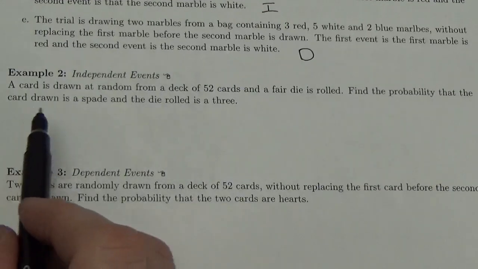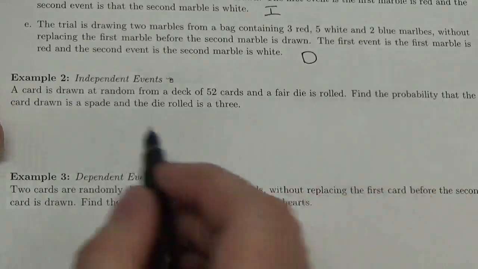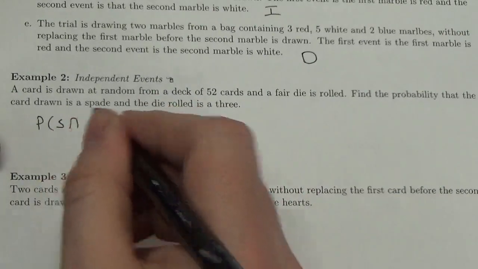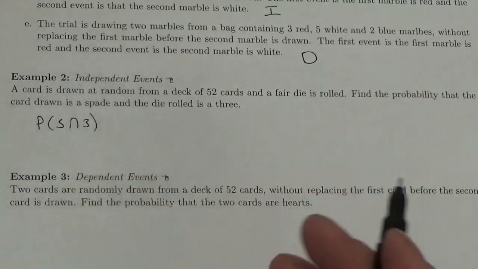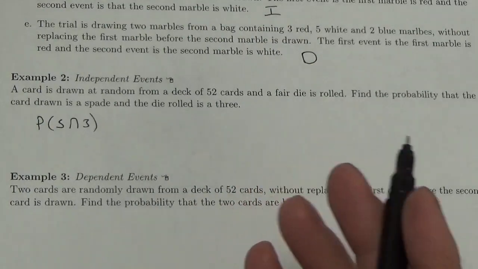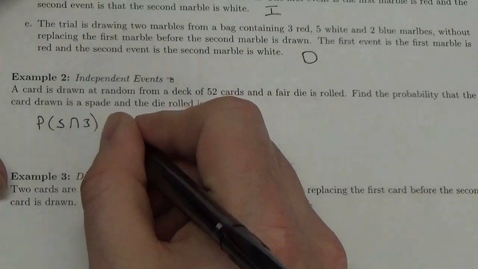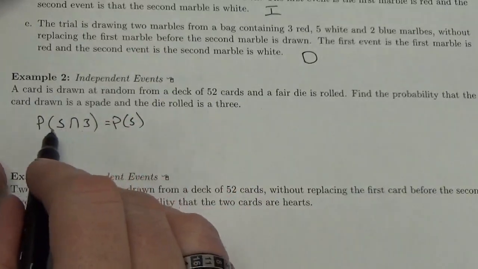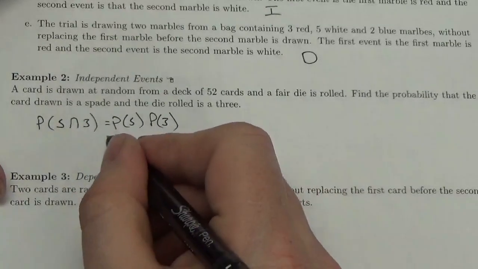Okay, here we go. A card is drawn at random from a deck of 52 cards, and a fair die is rolled. Find the probability that the card drawn is a spade, and the die rolled is a 3. So we want the probability of a spade and a 3. Now, are these dependent or independent events? Does the card drawn affect what the die is going to be? And the answer is no. So these are going to be independent events, which means to get their combined 'and' probability, I have to multiply their individual probabilities.